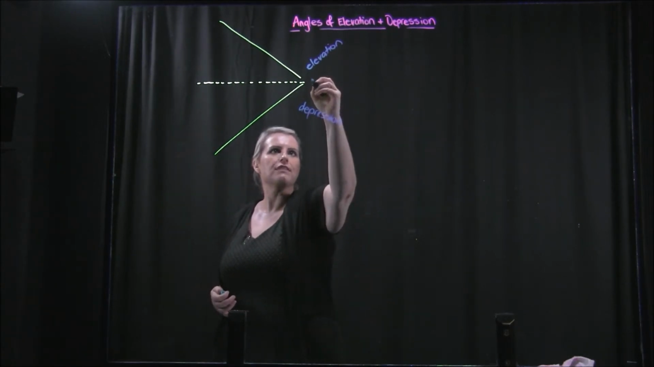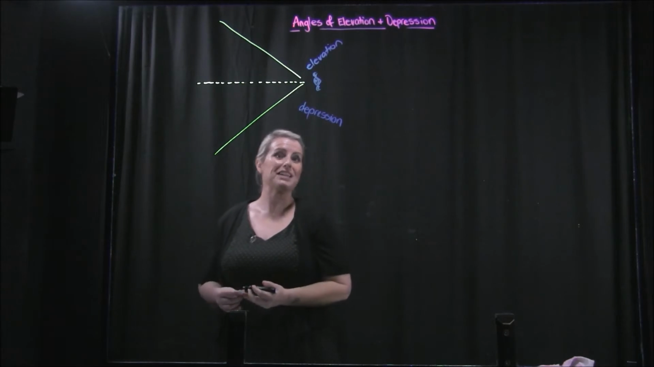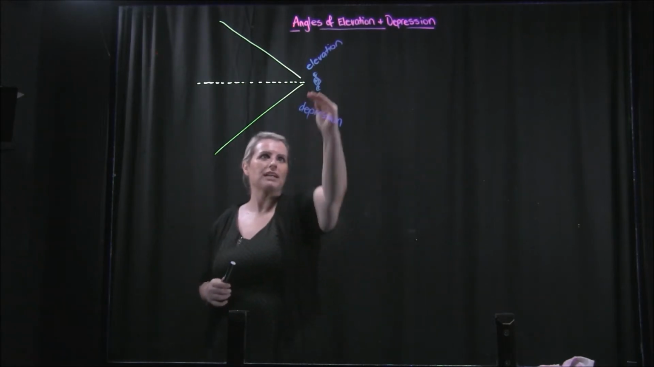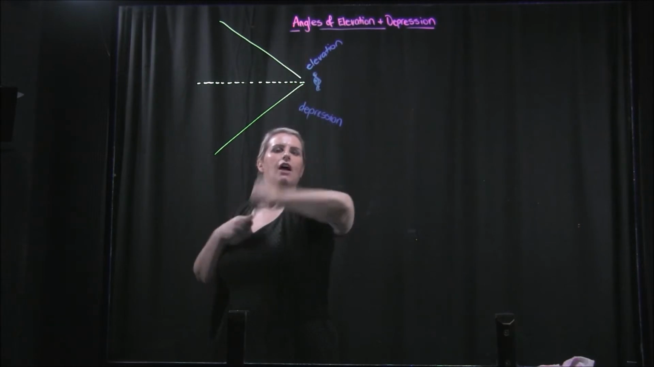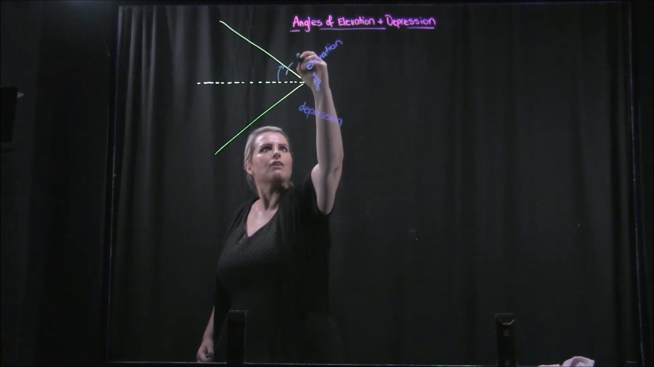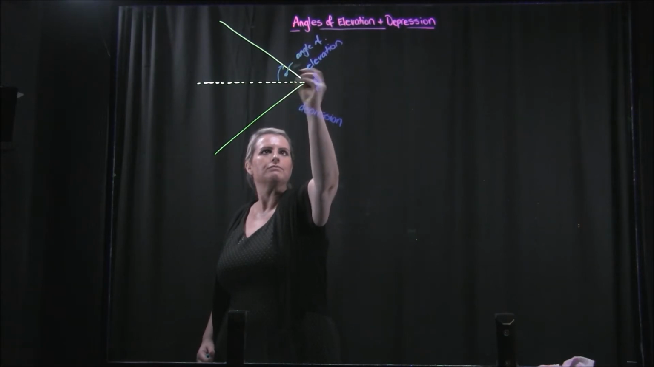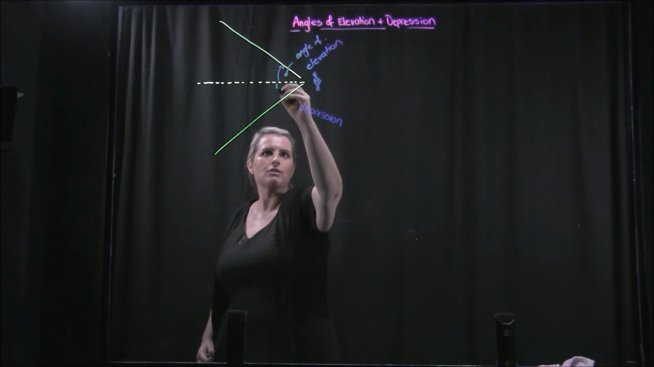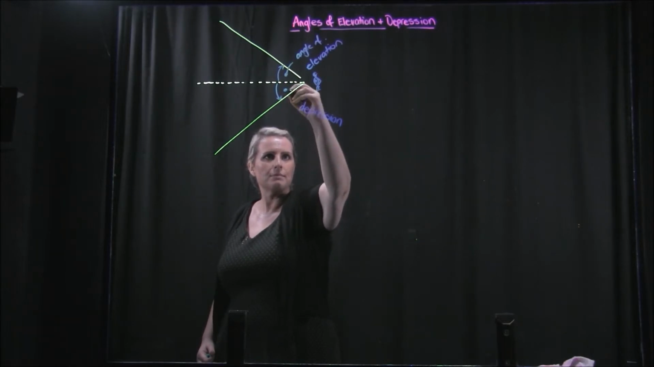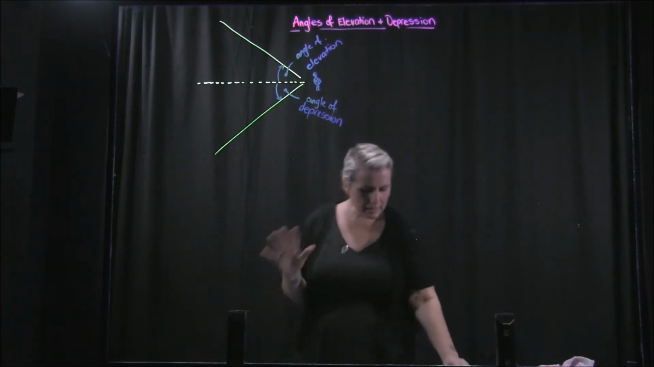So what's important to note is that if this is my eye, here's my cool little eye. Yeah, that's an eye. Don't get judgy. Here's my eyelashes. Okay, there's my eye. Now, if I am looking upwards, it is measured from the horizontal. So this is my angle of elevation, okay, in here. If I am looking from the horizontal down, then this is my angle of depression. Now, it is really important that you remember that.